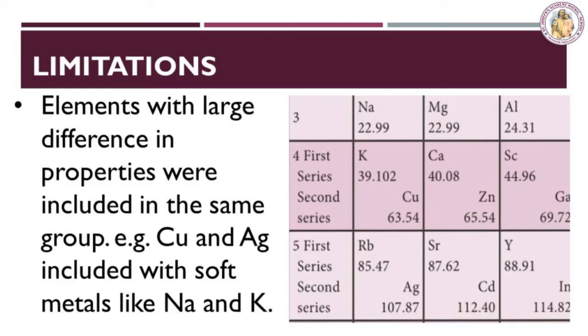Limitations of Mendeleev's table. Elements with large differences in properties were included in the same group. For example, hard metals like copper and silver were included along with soft metals like sodium and potassium. We can see in the table that metals like copper and silver were arranged in the same place as the soft metals sodium and potassium.